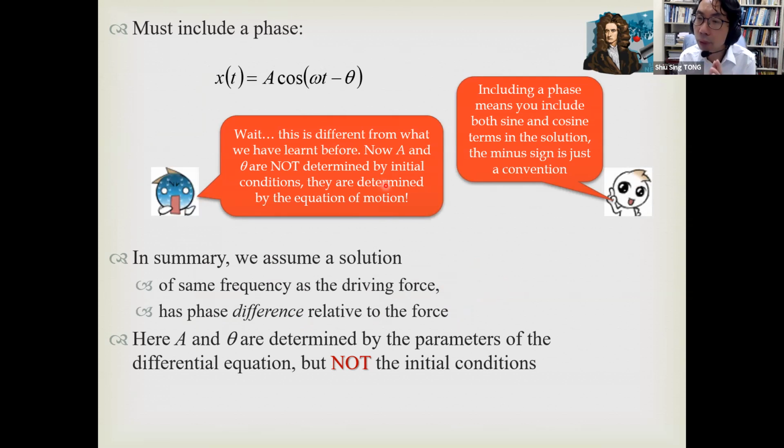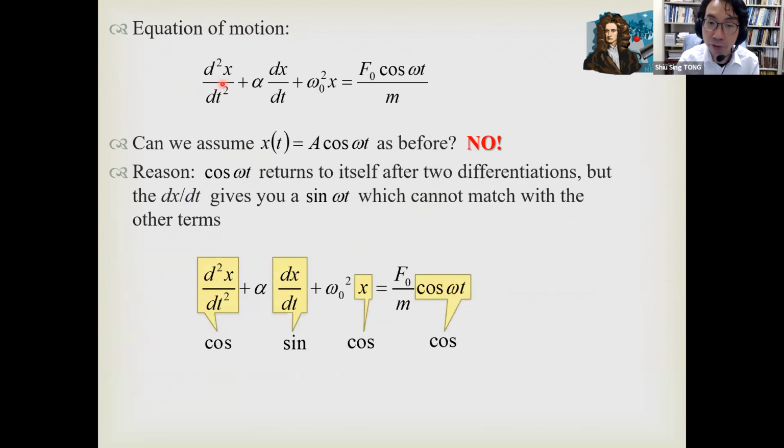So how do we handle this problem? It happens that we can solve the problem by adding a constant phase. Instead of just writing the solution in the form of cosine omega t, we write the solution as cosine (omega t minus theta), where theta is a phase that has to be determined from the equation of motion. Okay, we assume a phase lag between the displacement and the force.